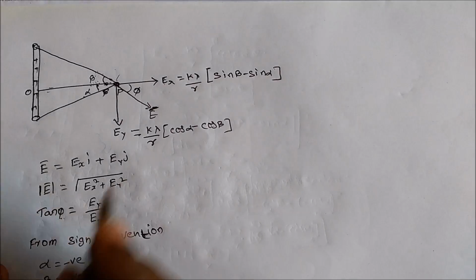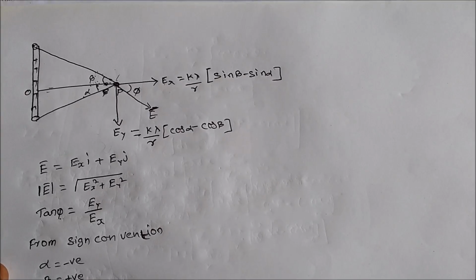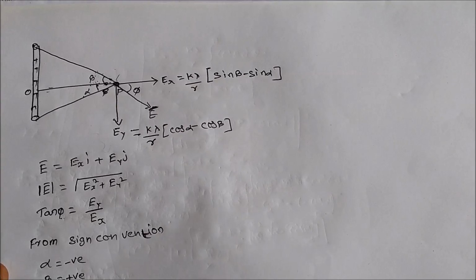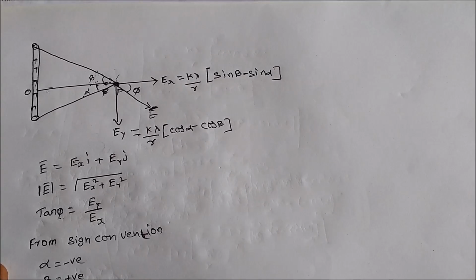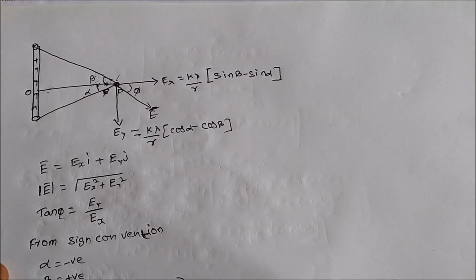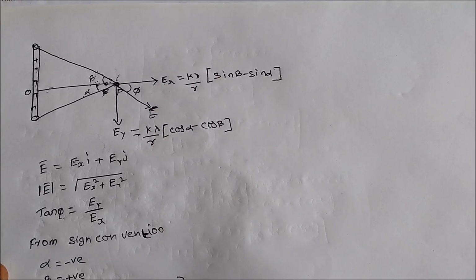So if you substitute those values in the Ex and Ey, then Ex is equal to, we get, k lambda by r sin beta, beta is here positive, so that's why I'm writing as it is, minus sin of minus alpha. So then Ex is equal to k lambda by r sin beta minus of minus sin alpha, which is nothing but plus sin alpha. This is the Ex value in this case.